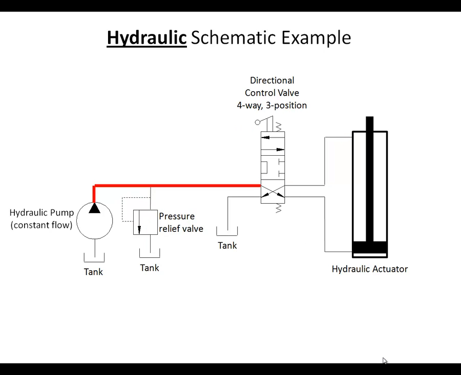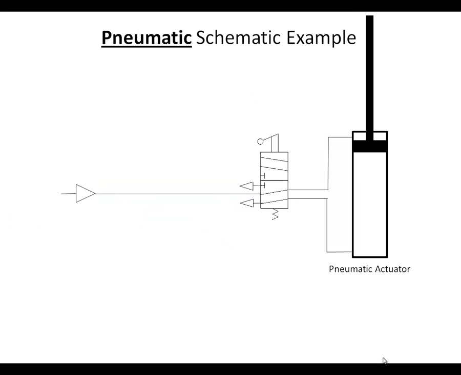If we shift the valve to this position, now oil is connected to that port to the bottom of the actuator. Oil on top of the actuator is able to flow back to tank, and so the actuator is able to move. Let's take a look now at a pneumatic schematic example. Pneumatic systems, rather than having a constant flow pump, will often have a source of constant air pressure. Here's a directional control valve that's a 5-way, two-position. With a pneumatic system, we don't need to bring our air back to a reservoir or a tank. We can just vent it to the atmosphere.